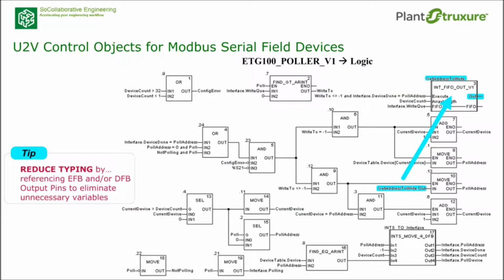Here is another tip. Reduce typing, and you know I'm all about that, by referencing elementary function block and/or derived function block output pins. This eliminates unnecessary variables, and that keeps my hands off the keyboard.